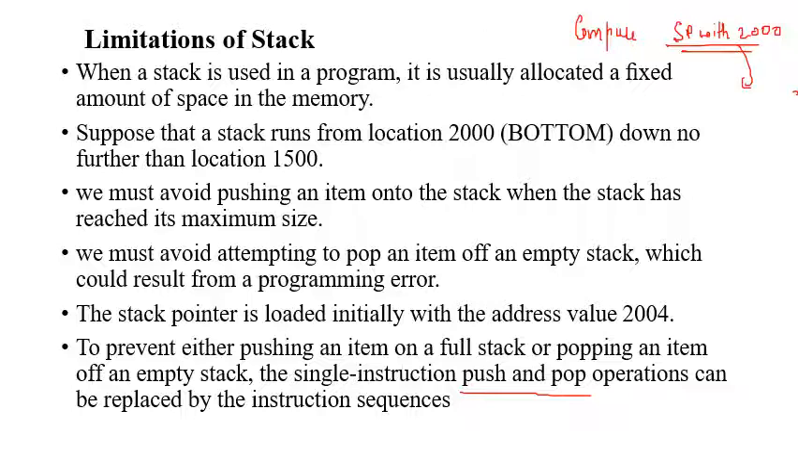Here, as and when you compare the stack pointer with 2000, if there is a conditional code that arises saying that the stack pointer value is equal to 2000, then you can generate an error, or you can jump to a subroutine which pops up the message saying that there is an error. That can be done to avoid pushing the item onto the full stack.